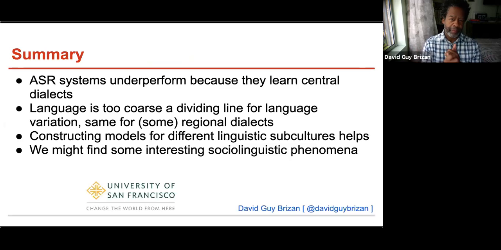So in summary, our ASR systems underperform because they learn the central dialect. Language may be too coarse a dividing line for modeling variation. We can look at regions, but we can also look at smaller chunks, generations, for example. When we do that, we see that there's improved performance in our speech systems. And we should maybe start looking at other phenomena, like sociolinguistics, actually. We can get to it a little bit through this kind of analysis.